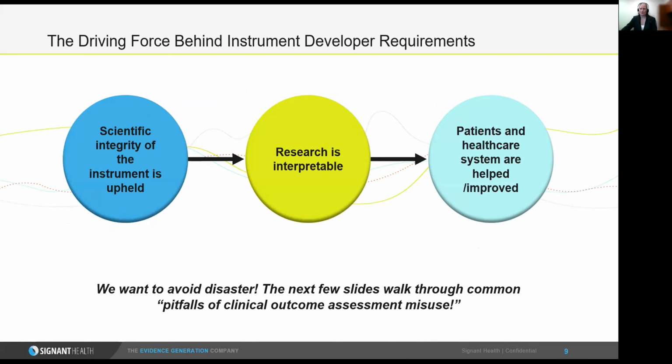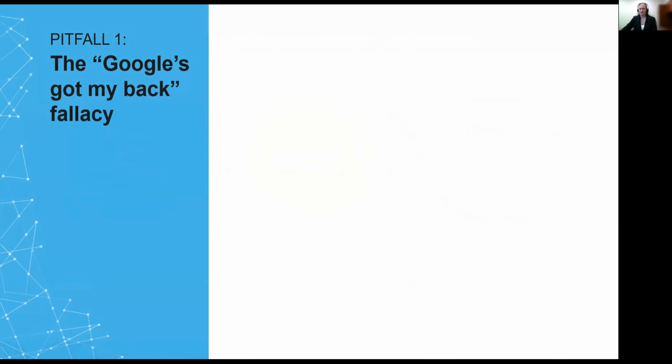So in order to help avoid disasters, I'm going to use my next few slides to talk through some common pitfalls of clinical outcome assessments. I've framed it in terms of fallacies. We've all heard of different fallacies out there in the world, and I've made a few up. The first one is the Google's got my back fallacy.